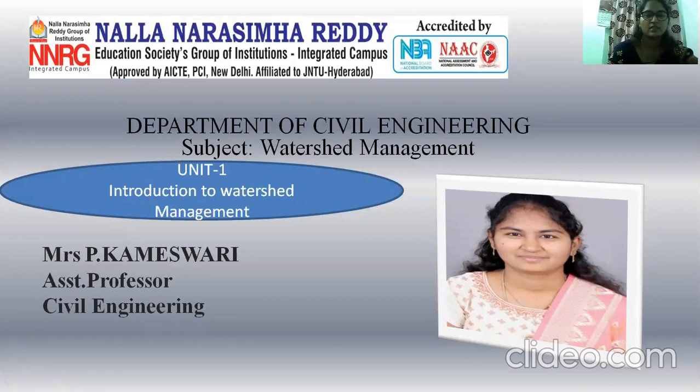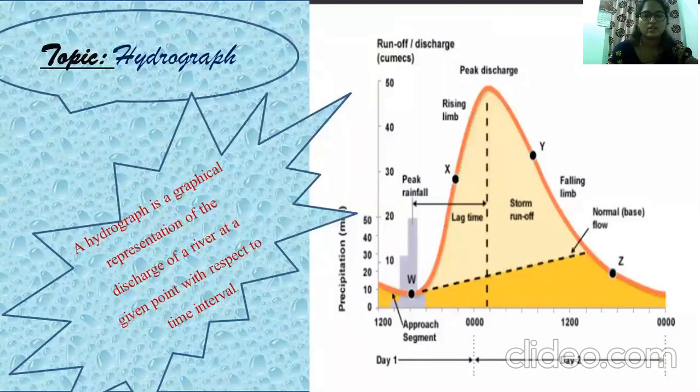Today's topic is hydrology. What is a hydrograph? A hydrograph is a graphical representation of the discharge of a river at a given point with respect to the time interval. It shows the graph between two cases: one is rainfall and the other is discharge.